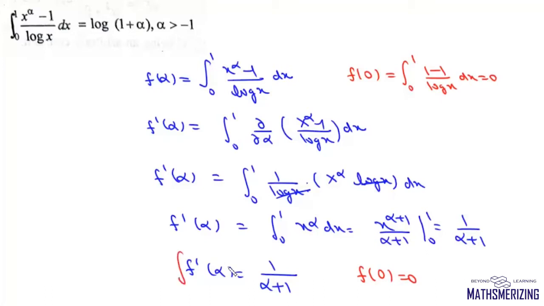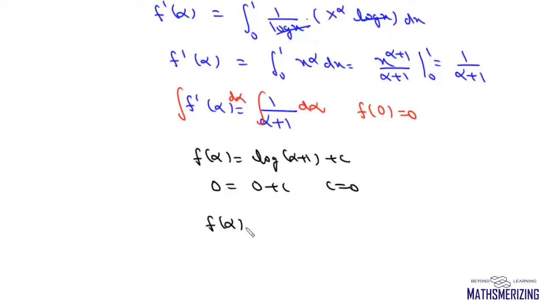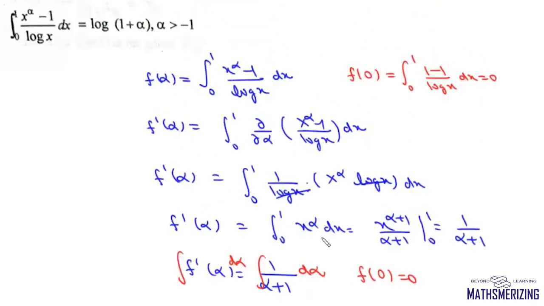Now we'll integrate this function with respect to alpha. So on the left hand side it'll be f alpha, and this one will be log(alpha plus 1) plus c. And we also have the initial condition. So when alpha is 0, f(0) is 0, log 1 is 0 plus c. That means the value of c is 0. So the value of this integral will be simply log(alpha plus 1), which is what we need to prove.